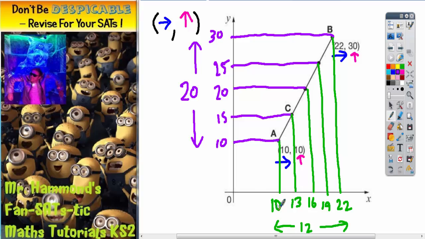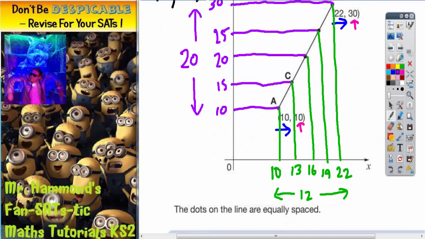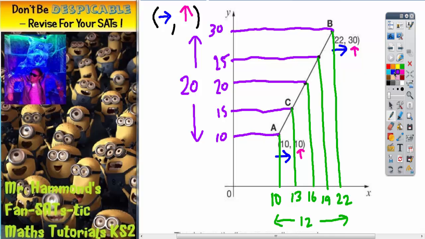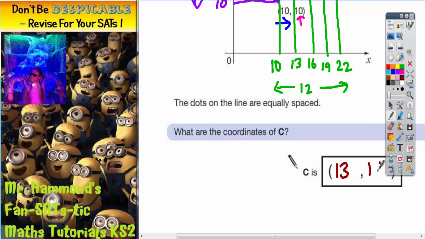And across goes up in 3s. 10, 13, 16, 19, 22. Now what that would allow me to do is to then find any coordinate of any one of the points. Okay, now let's have a quick look at the question. Point C is the only one we're interested in. So if we have a look at point C, we can see that point C, starting from 0, is 13 along the corridor and 15 up the stairs. So it's going to be 13, 15.